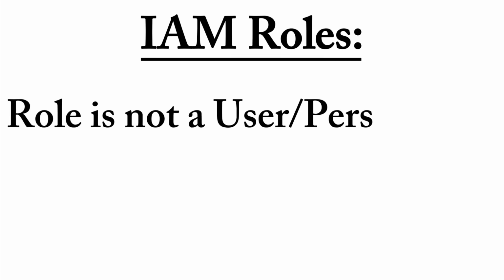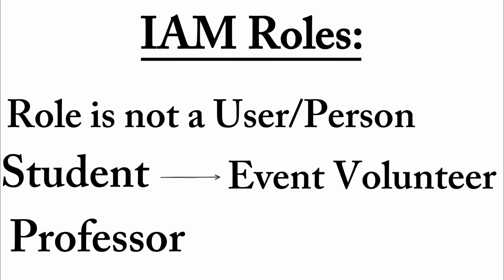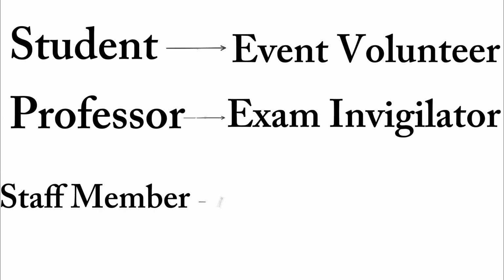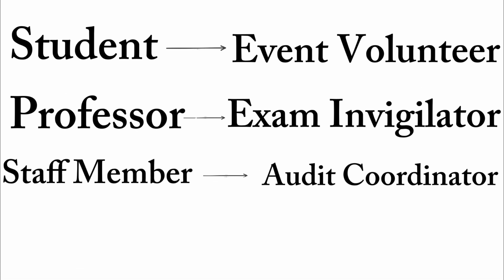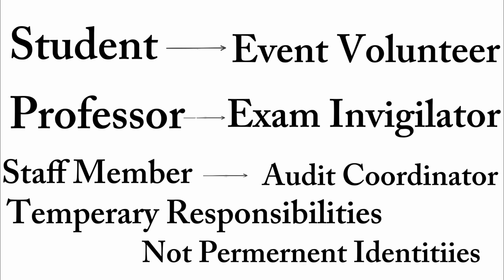IAM Roles. Now here's an important concept. A role is not a person. In a college, a student can become an event volunteer. A professor can become an exam invigilator. A staff member can become an audit coordinator. These are temporary responsibilities, not permanent identities. In AWS, this is an IAM role.